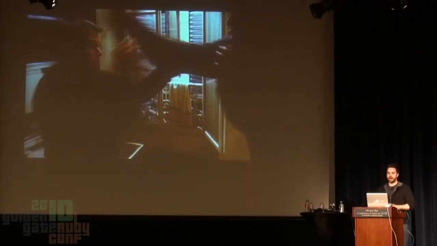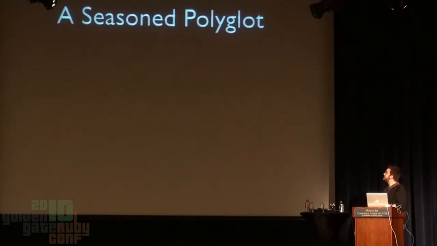So what does this look like? Well, it looks like this. This is you in the heat of battle. That's you compiling C++.